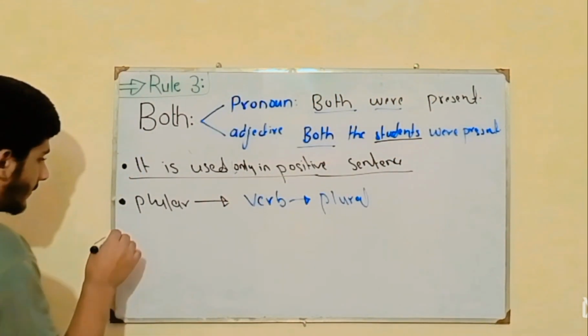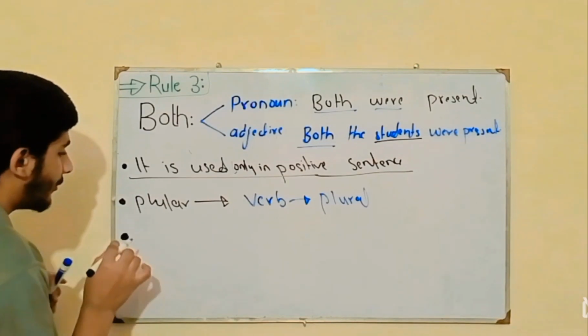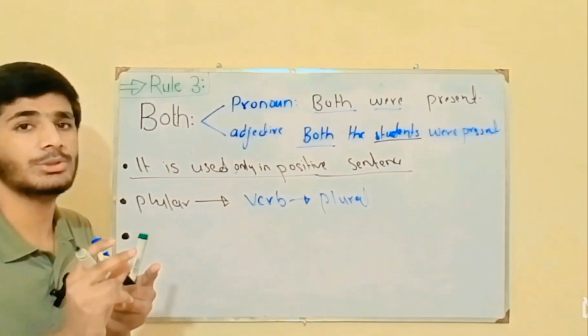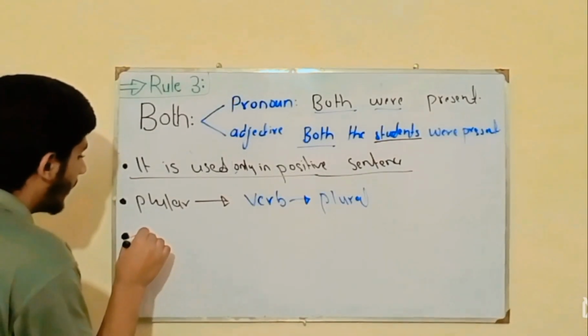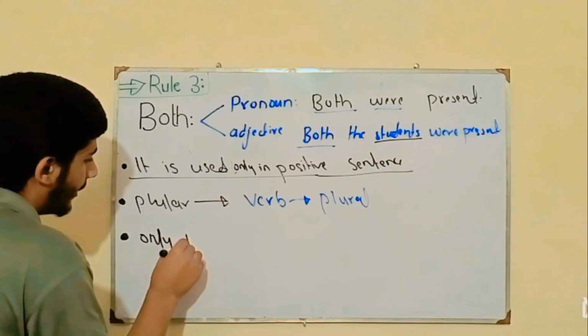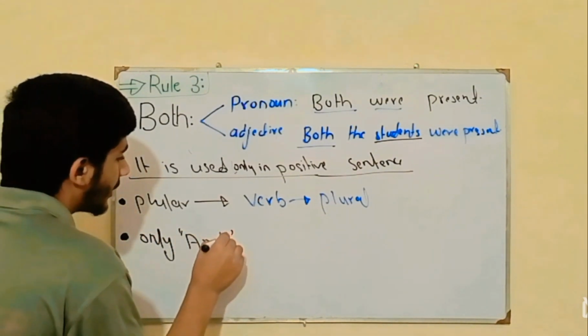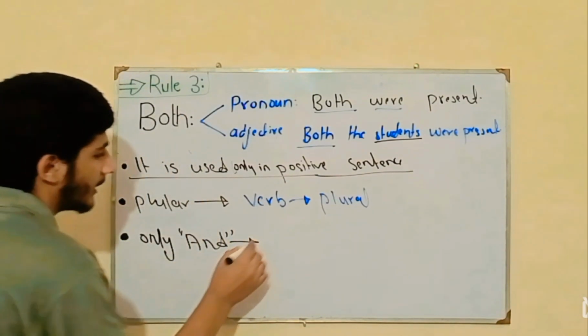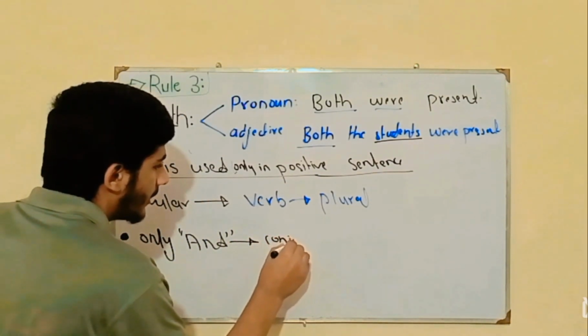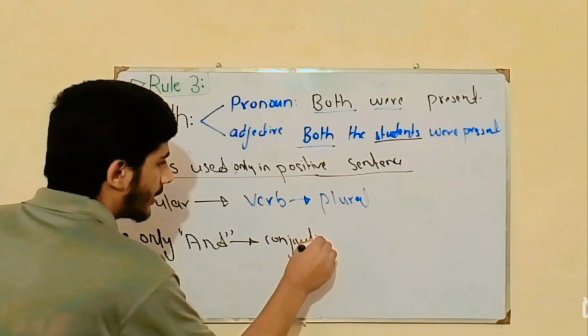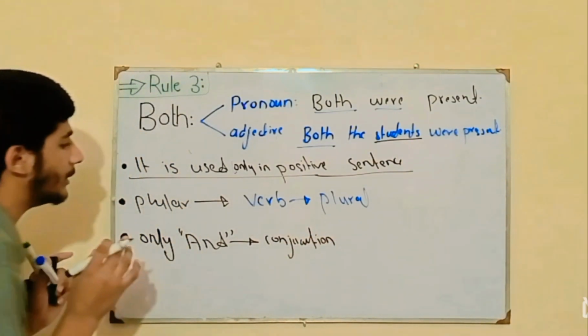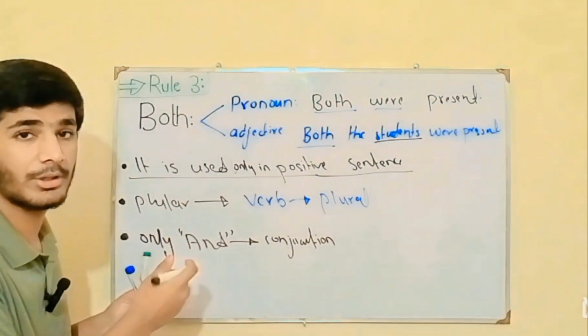And with both we use only one conjunction, and which one? Only and. We use only and, with what? With both. This is a conjunction, and we can use only and with both.